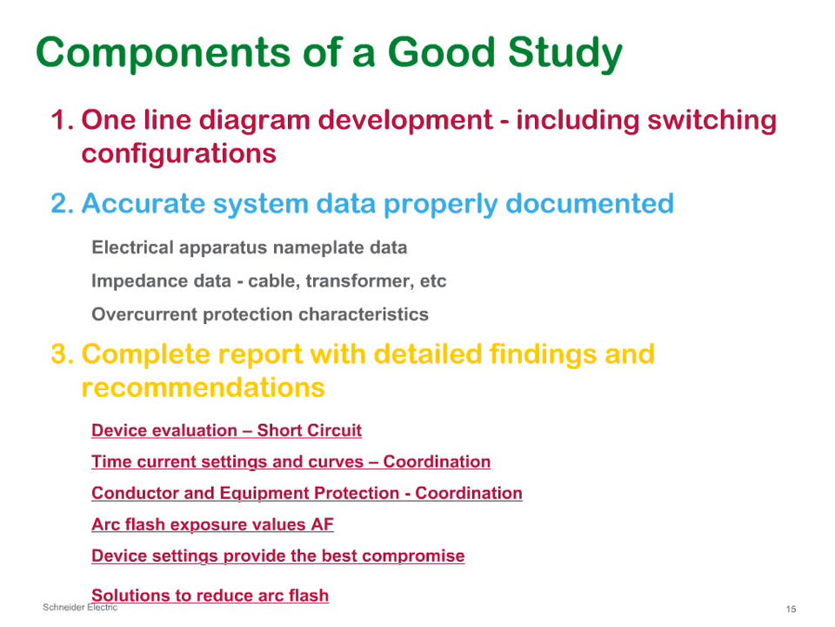So what are the components of a good study? Here is where we're talking about where you get the maximum benefit out of the money that you're going to spend on this and out of all the efforts that you're going to put into this task. First of all, there has to be a good one-line diagram produced. If one is not available, one needs to be created and produced. It should include the switching configurations because the way that the sources of supply are connected to the power system impacts the arc flash result from the analysis.